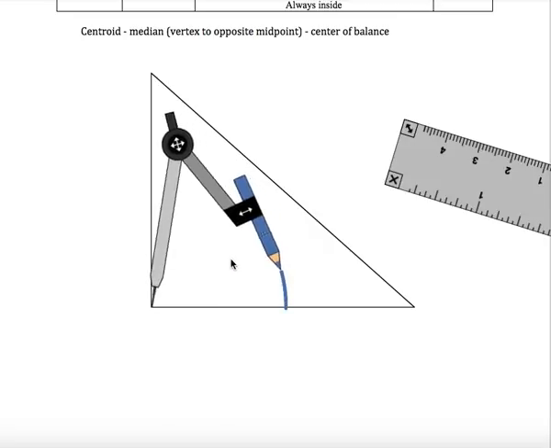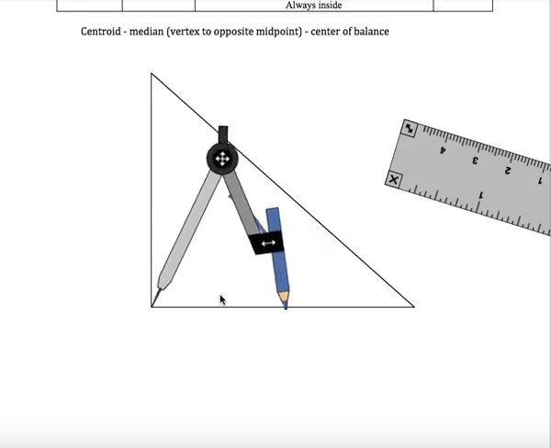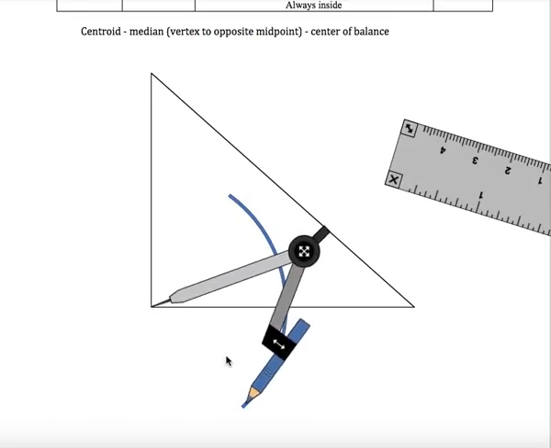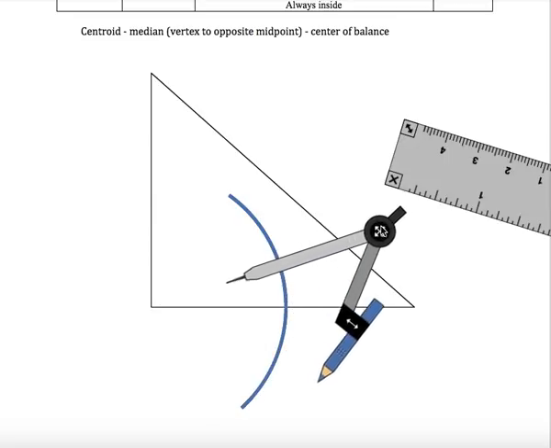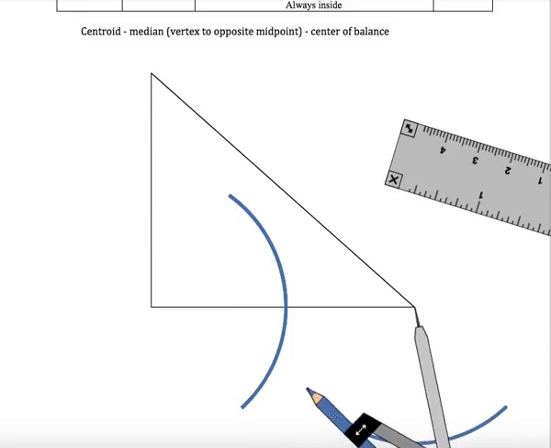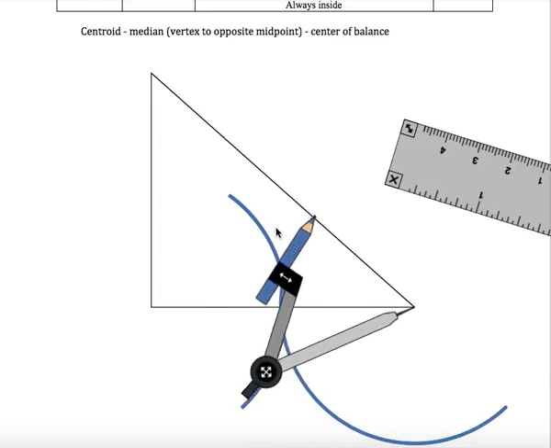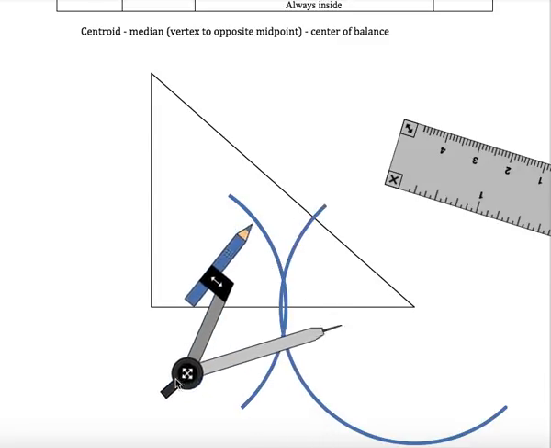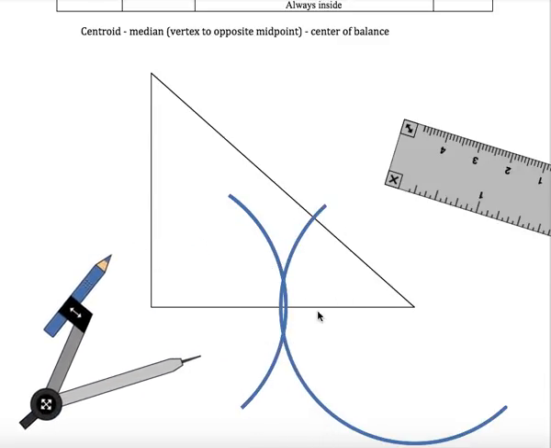So I'm going to create my arcs above and below that line. And then I switch to the other vertex on that side, the other endpoint of that segment, and create the arc. So notice how close my arcs are. That means that I was barely over halfway.